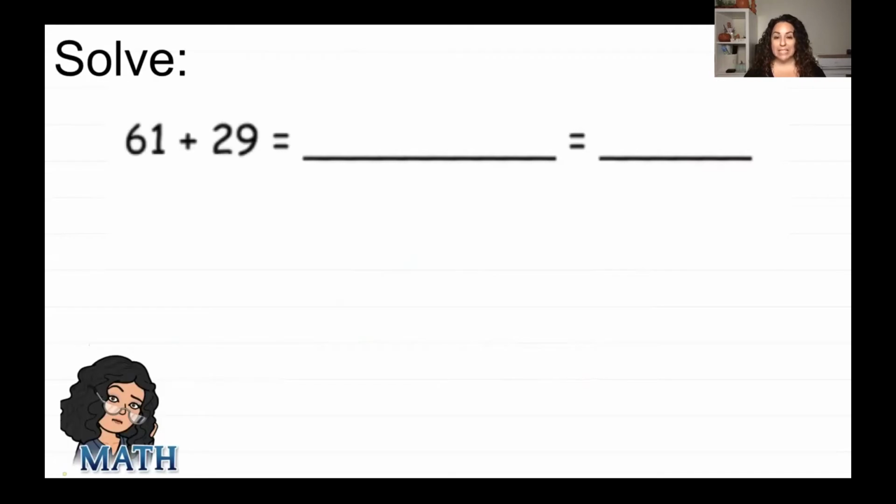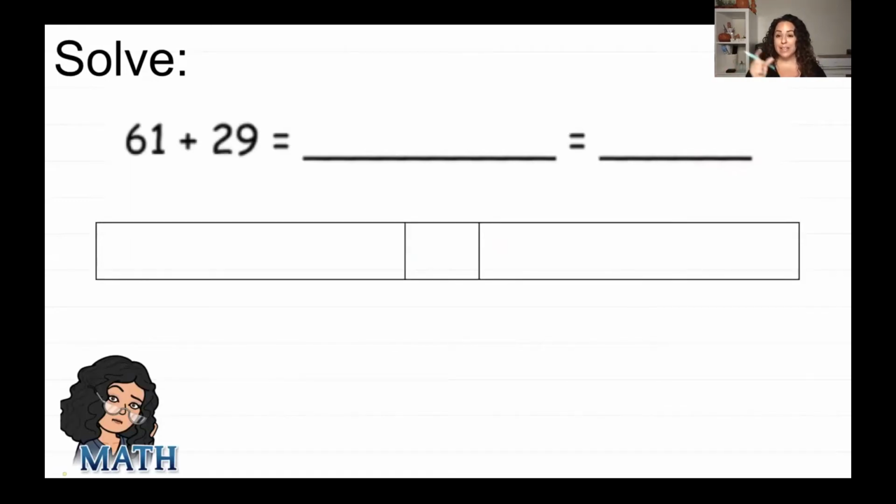61 plus 29 equals blank equals blank. Whoa, that doesn't look easy to do at all, but it is. So let's go ahead and start with our tape diagram. And there it is, a rectangle, a square, and a rectangle. It's that simple. Now, what are we going to put there? Well, I have to look at these numbers and decide which number is easiest to get to my next friendly number. I have a 1 and I have a 9 in the ones place there. So I know that if I have a 9, I just have to add 1 more to get to my next friendly number. So I'm going to work with 29.